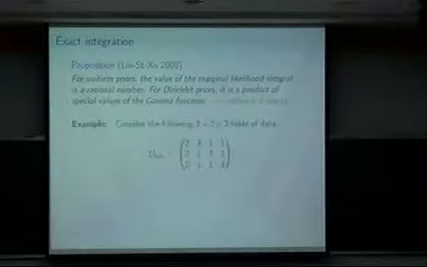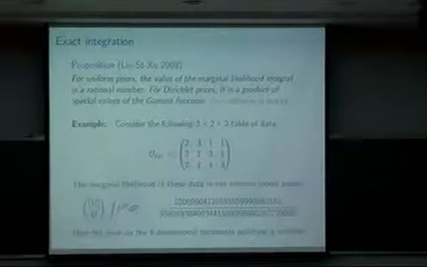So here's a simple example. So suppose this is our table. So we have a 3 by 3 by 2 table of data, right? So small table. This is the flattening, right? To be in the model, you want to know, is this close to being a rank 2 model? And then the marginal likelihood of this data, so this is this integral, is this number. So this is against uniform prior.